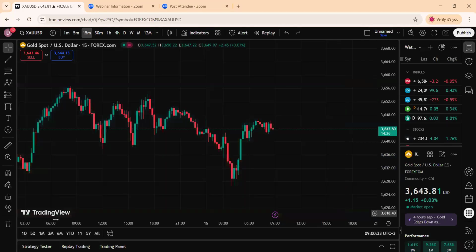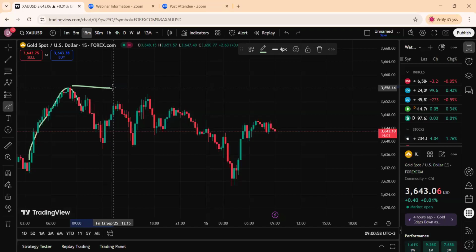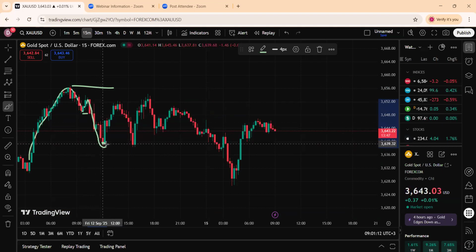Now let me clear all this. Now let's see how we can identify support. We said the support is created when the market reverses within a region. So this was a bullish market, then there was rejection here and the market changed direction. So what was created here? This is the resistance. The market changed direction here also. What is created here? This is the support. Create a new resistance, breaks the support, comes back to create a new support here.